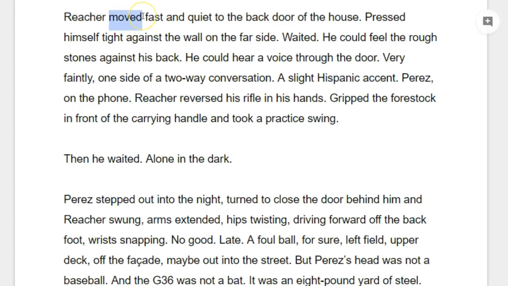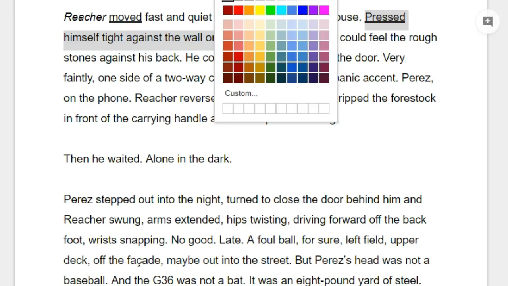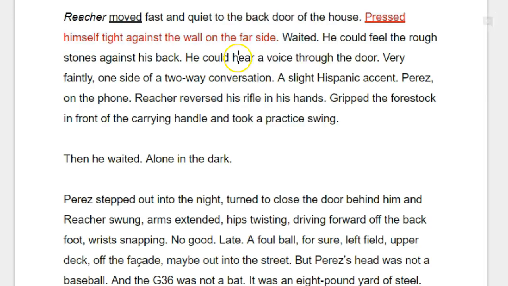So we start with the easy stuff. I'm just going to be identifying verbs. All I'm doing is counting verbs. Reacher moved fast and quiet to the back door of the house. In that sentence we've got one verb, and we have got a subject. So to start with, we have got a simple sentence. Then the next sentence is: pressed himself tight against the wall on the far side. Okay, we have a verb and we have no subject. The subject is Reacher, which is back here and it's separated by a full stop. So technically speaking, because it's not got a subject and a verb, that is a fragment.